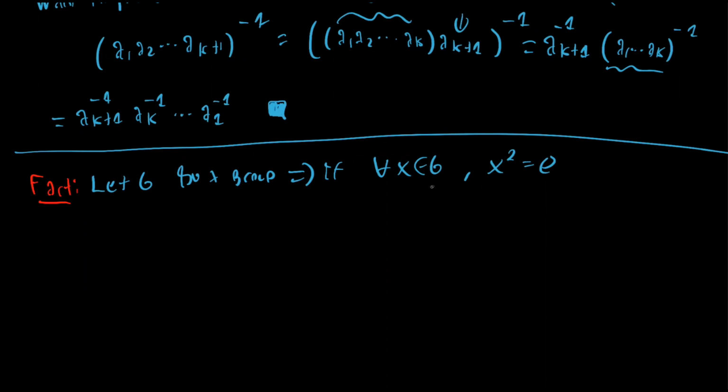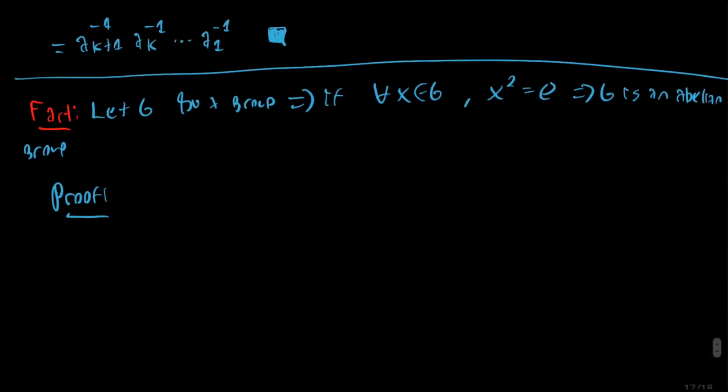So if we have that for all x in G, x is of order 2, then we will have that G is an abelian group. In other words, it is commutative. So let's prove it. The proof of this fact is rather simple and follows mostly from two observations.